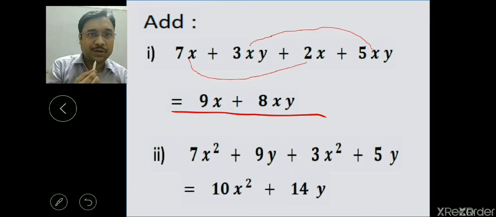So understood all. Now you can solve the questions of additions of algebraic expressions, mainly of monomials, from the exercise, and learn all the points explained here. And do watch this video nicely for understanding all the things. Thank you all of you.